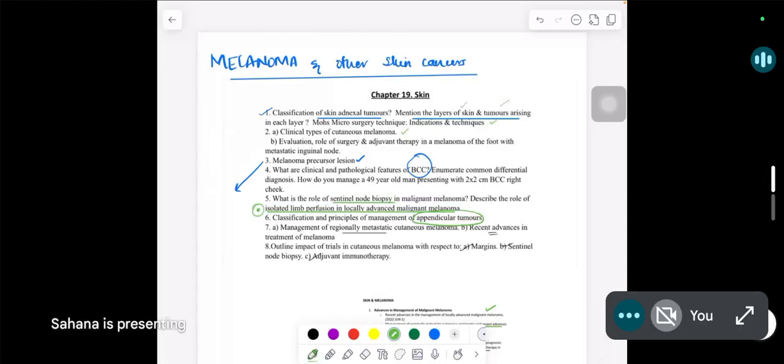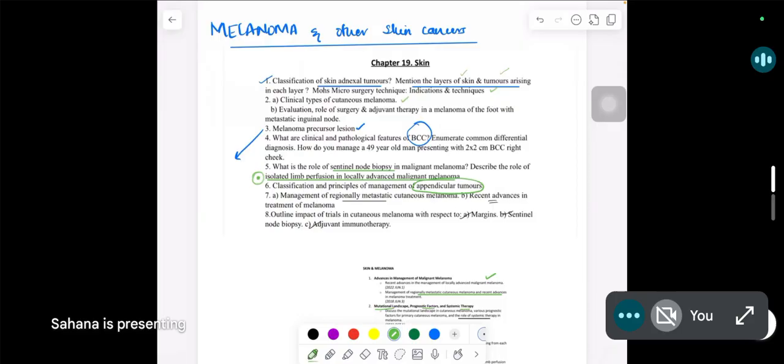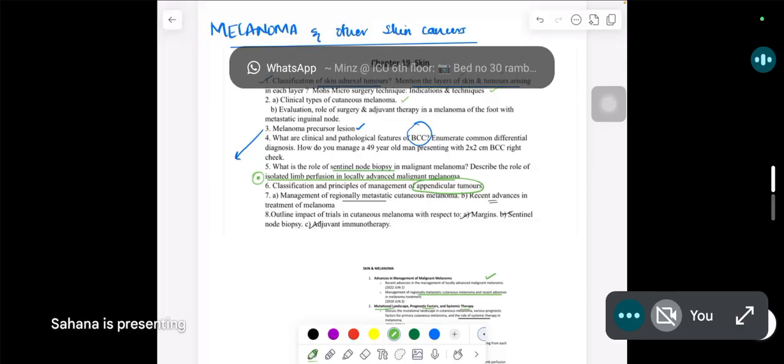Most microscopic surgery, melanoma all stages management, they have asked. Molecular biology, and in BCC they have asked about clinico-pathological features and management. Special note on SLNB in melanoma. Isolated limb perfusion, actually I have not studied, but in Divyang's note it is there.